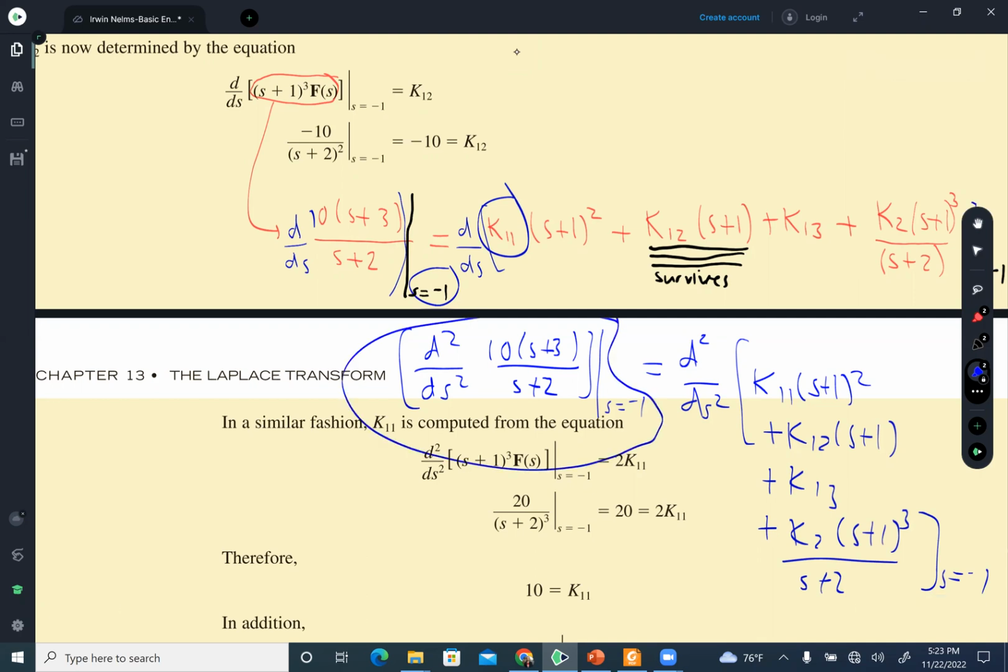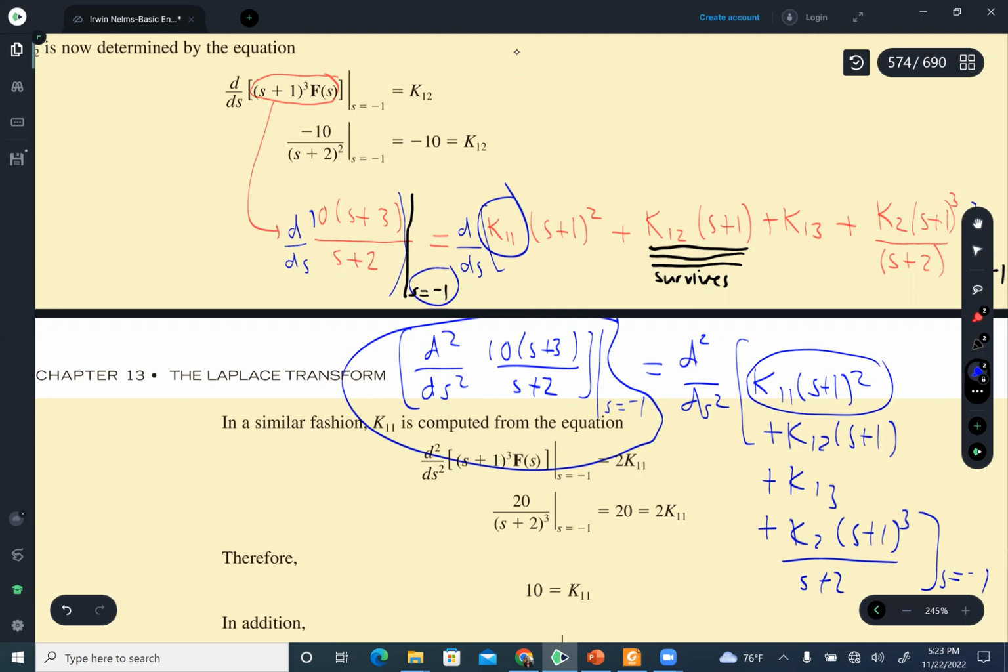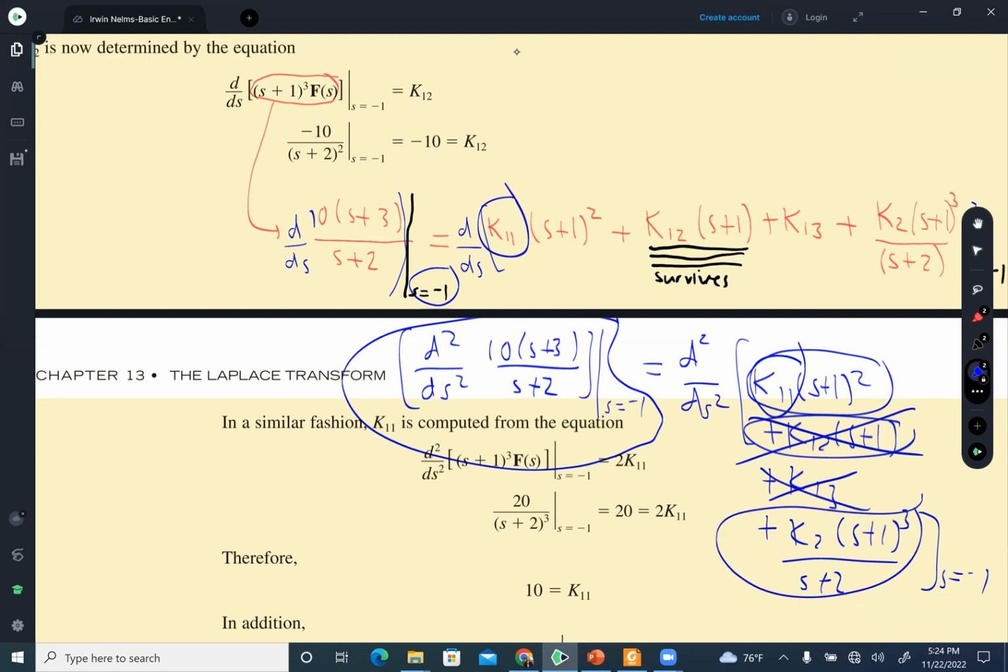And the reason I took two derivatives is because I want to preserve K11, right? If I take two derivatives of this, what do I get? I get 2(s+1), and then I get 2, right? So I'm going to get 2K11 out of this, right? This one, if I take two derivatives, it's going to die. It's annihilated. This guy is a constant. Even one derivative will kill it. And this guy, if I take two derivatives, it's still going to have some (s+1) in the numerator, even with the quotient rule. And when I substitute s = -1, it's going to wash away, right? So the only thing that's going to survive on the right-hand side is 2K11.